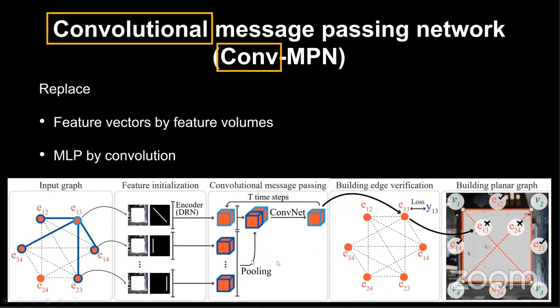And this is just a step to update the feature for this node, done simultaneously for all the nodes. And repeat a few times. And after that, you get a feature volume, put a decoder, just a conv encoder, and regress a single scalar value. It's one for a correct true edge, zero for a false edge. We want these edges to have value one, true.